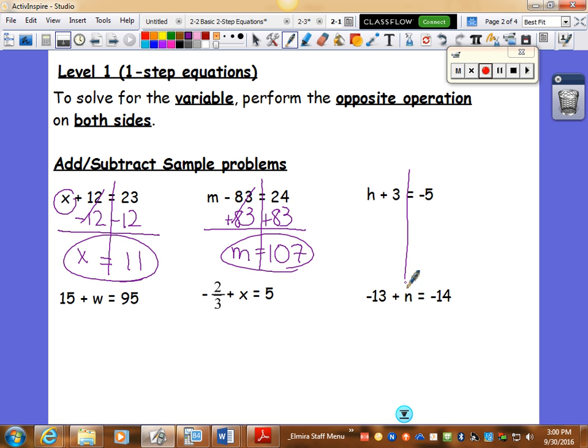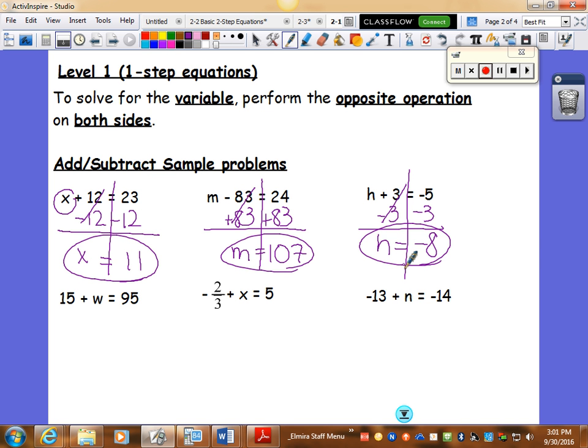So here's the equal sign, h plus 3. I'm going to subtract 3 from both sides. Negative 5 take away 3 is a negative 8. Now, if in your mind the answer to that was anything besides negative 8, then please start using a calculator to type in your basic functions here.